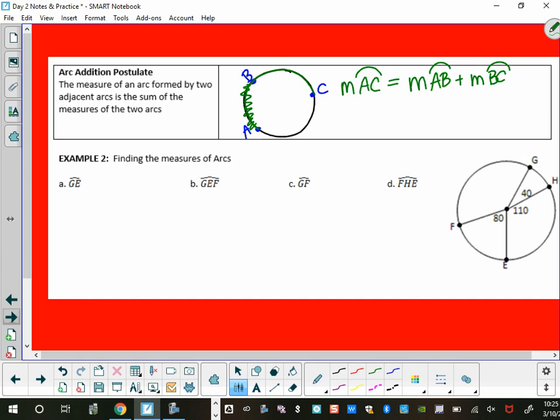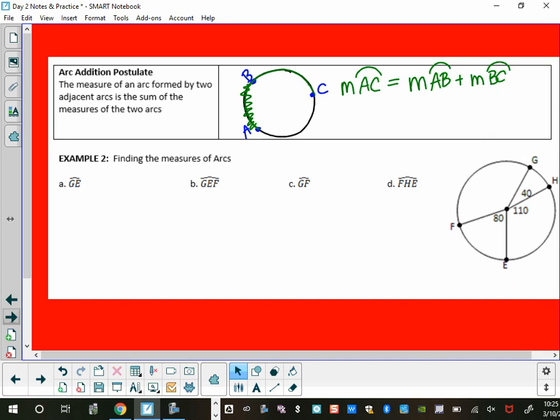I do not expect you to remember this postulate at all. All you have to know is that if they gave you a number, say they gave you the number 5, and said what are ways to make 5? You could do 1 plus 4 or 2 plus 3. It's the same exact concept. We're adding what we have to equal the whole thing.